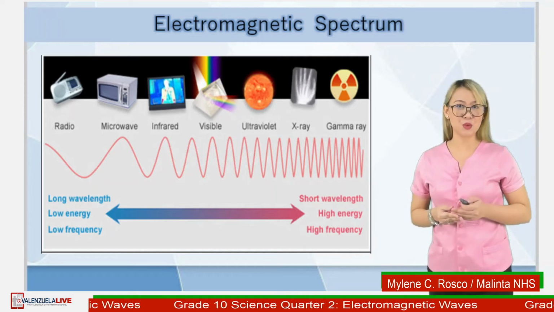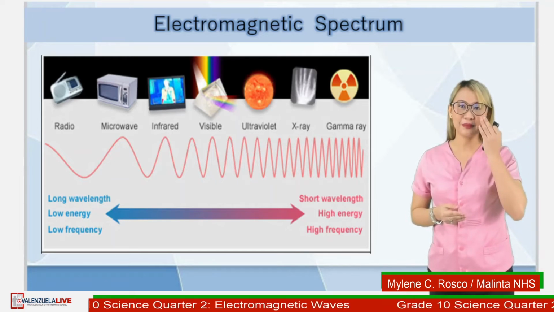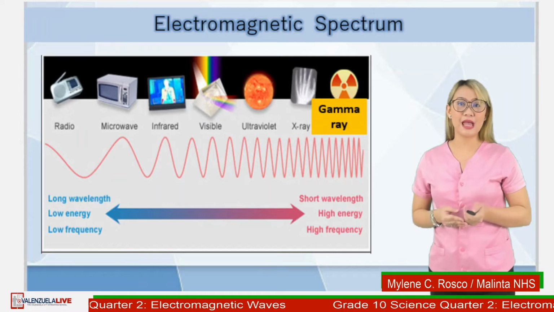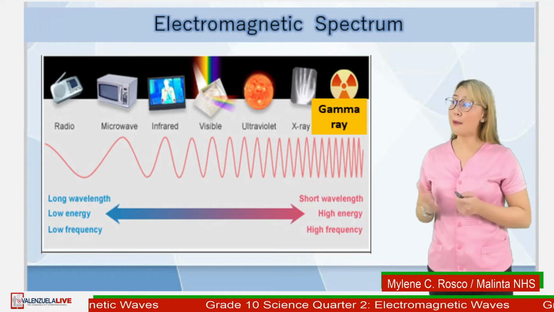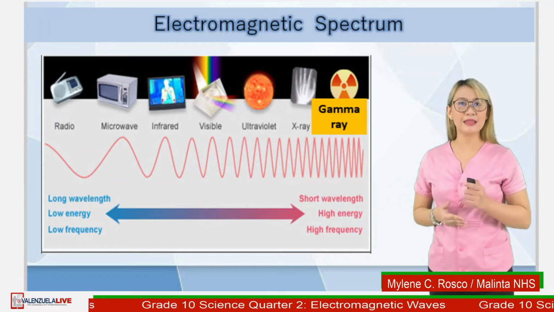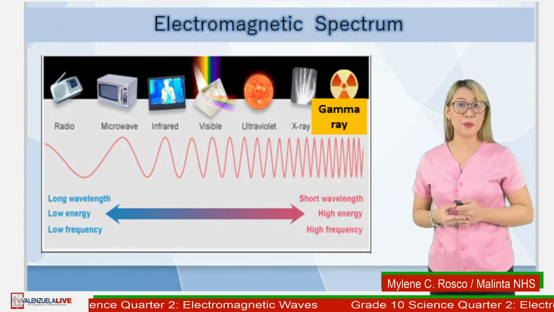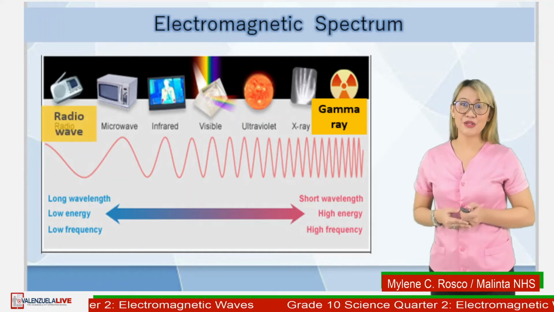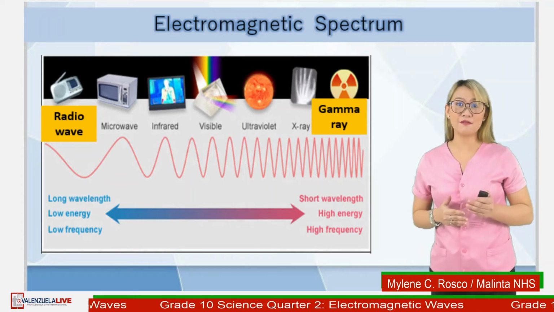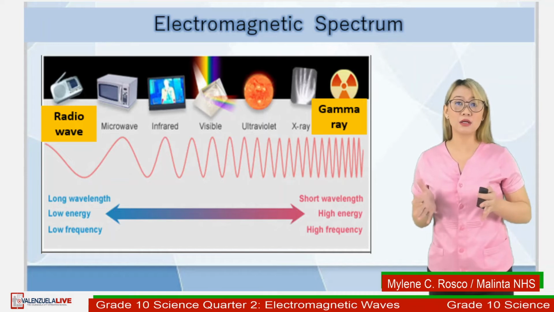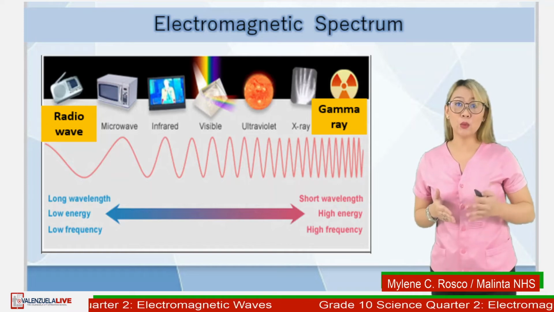So based on the spectrum, what type of EM wave has the highest amount of energy? You are right. Since gamma ray has the highest frequency, it also carries the highest amount of energy among all the EM waves. Now, which do you think has the lowest amount of energy among the electromagnetic waves? You are correct. The answer is radio wave. So radio wave has a longer wavelength. Take note that the longer the wavelength, the lower the frequency and the lower the energy of a wave.